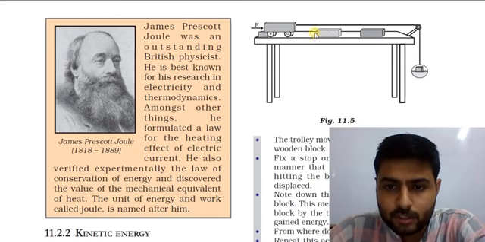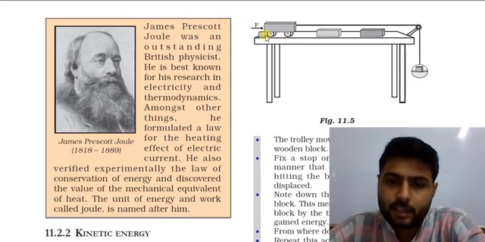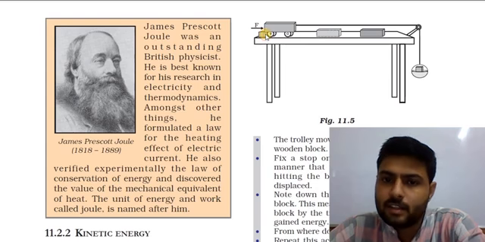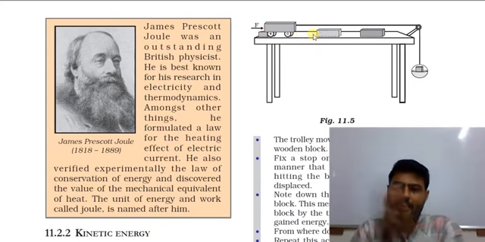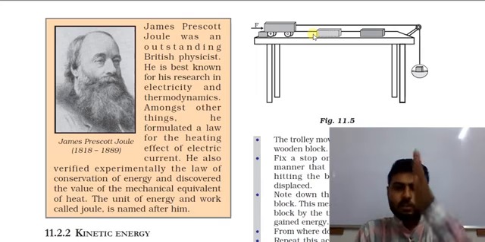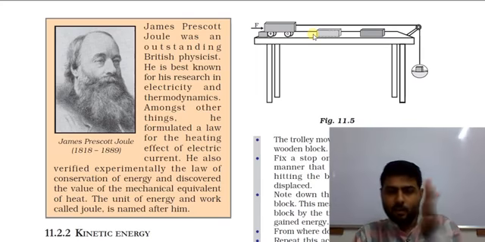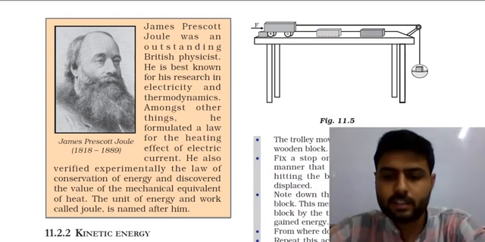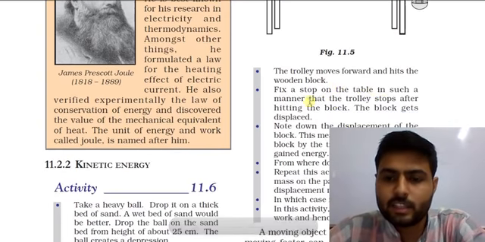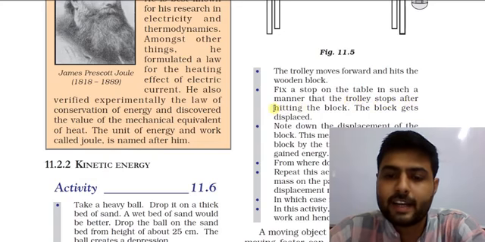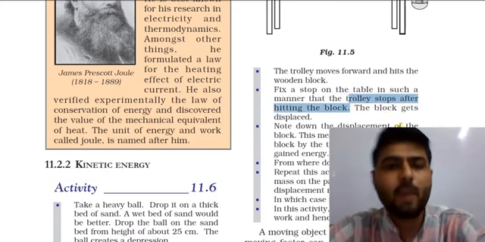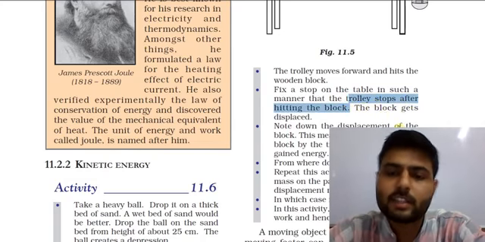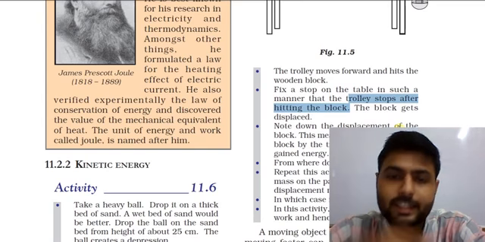Now we have to fix one stop here. Here you can see there is a stop at the end, and we have a stop-like structure here also. So as and when the strike happens, this trolley will stop at its place and cannot move further. So fix the stop on the table in such a manner that the trolley stops after hitting the block. The trolley stops after hitting the block. The block gets displaced.